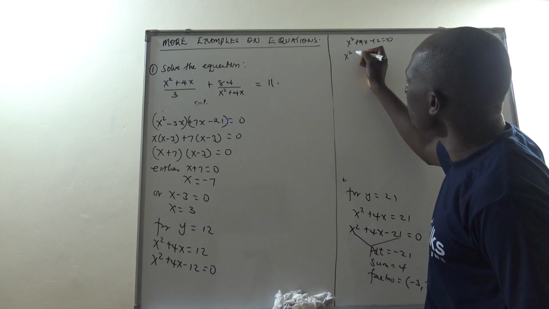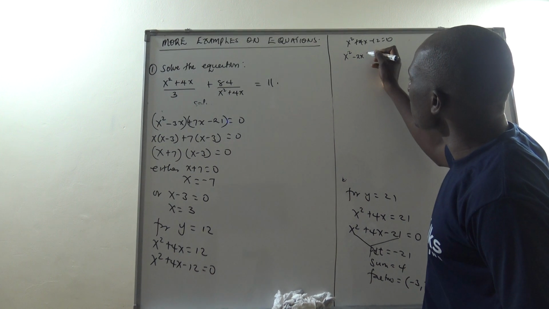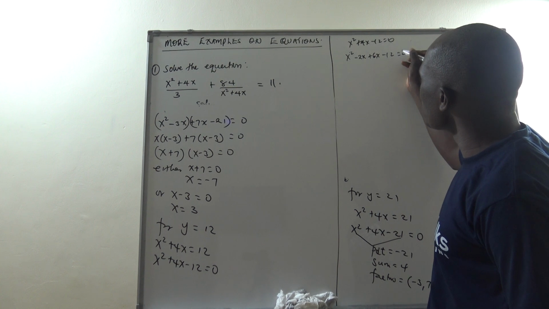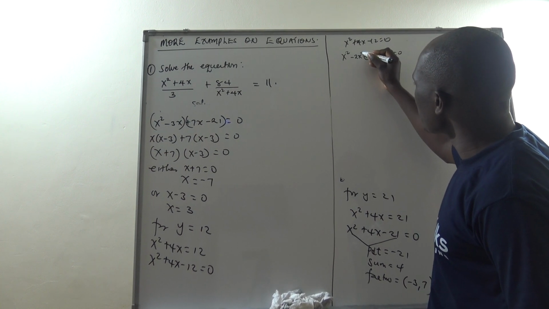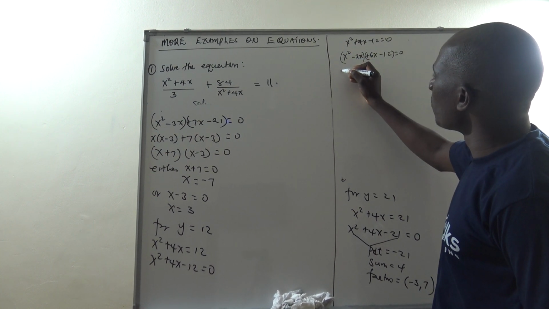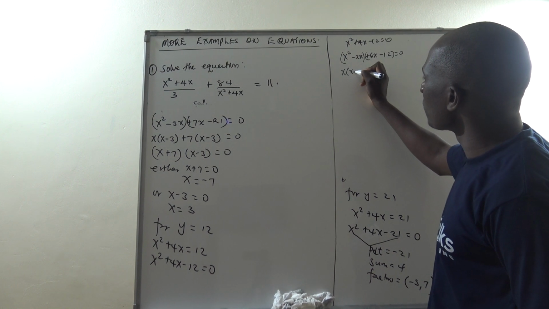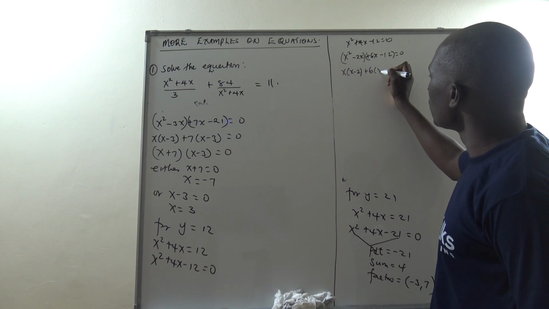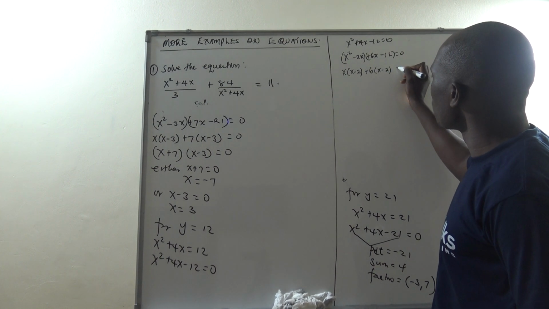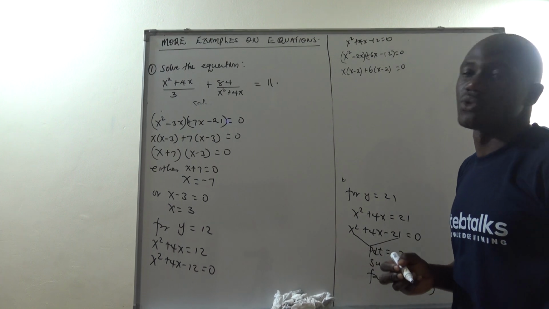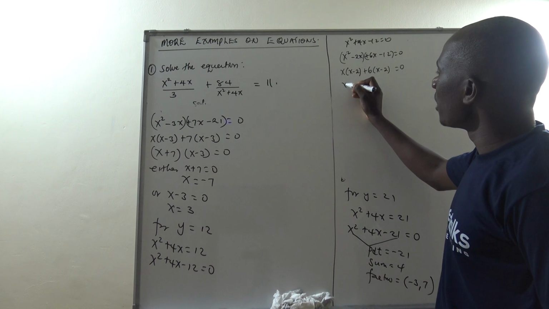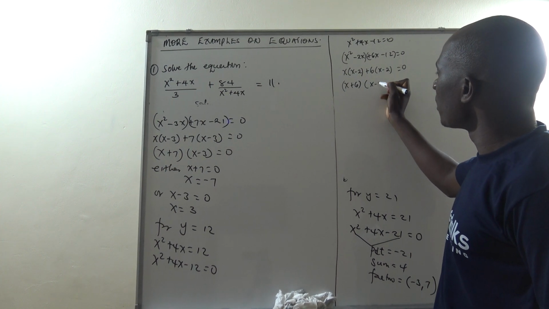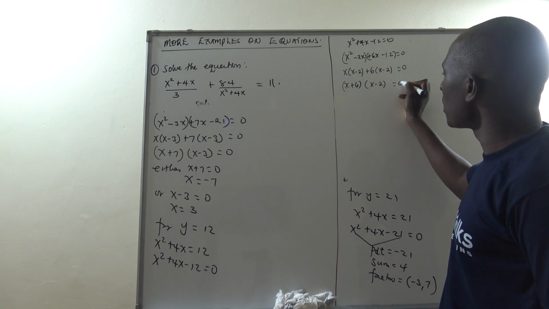We say x squared minus 2x plus 6x minus 12 equals 0. We substitute in. So what is common is x into x minus 2, and what is common there is a plus 6 into x minus 2 equals 0. So what are we going to write? We are going to write x plus 6 again into x minus 2 equals 0.